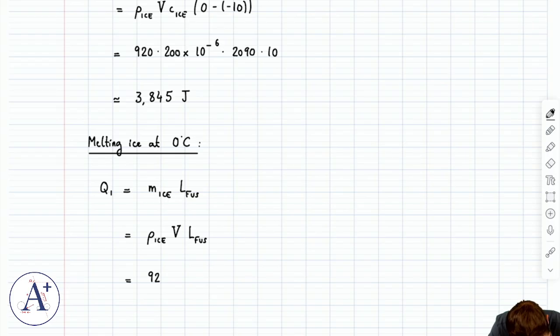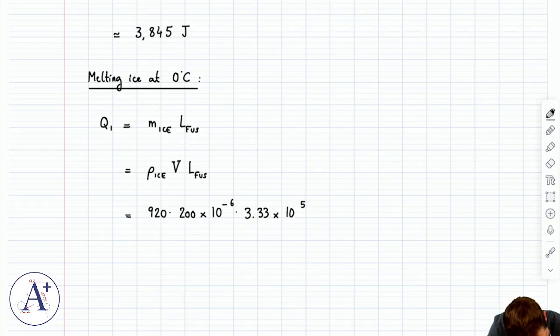So that's 920, 210 to negative 6 cubic meters, and then L fusion is equal to 3.33 times 10 to the 5 joules per kilogram. And this is approximately equal to 61,272 joules.